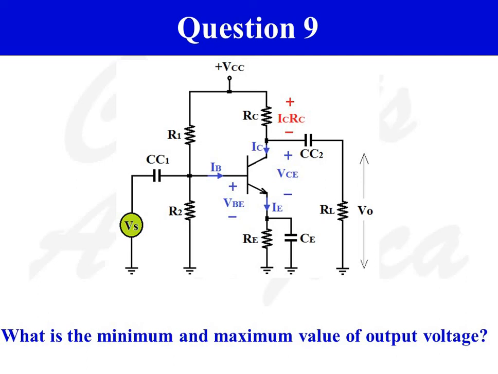What is the minimum and maximum value of output voltage? Minimum value of output voltage is equal to 0 and maximum value of output voltage is equal to plus VCC. Output voltage reaches the minimum value when transistor is fully on. So collector emitter voltage becomes 0 and maximum value of output voltage is equal to plus VCC when transistor is fully off.